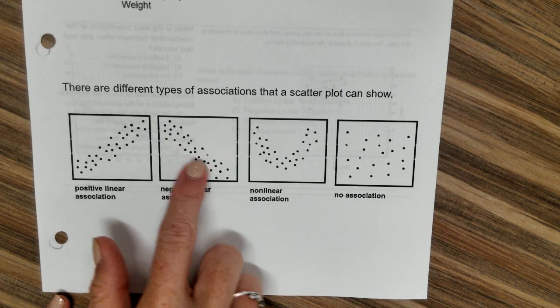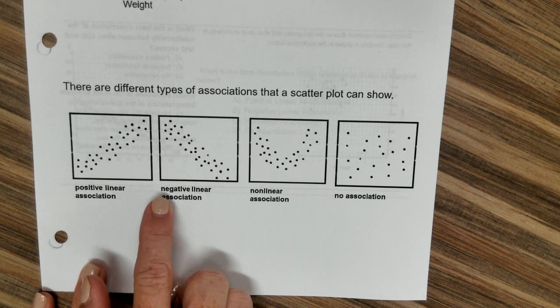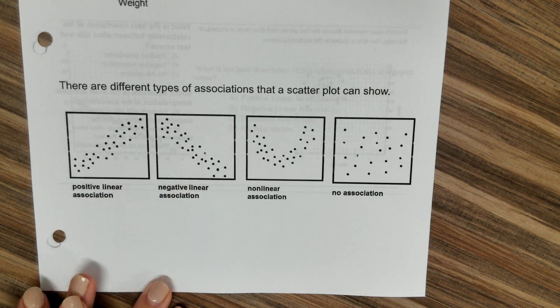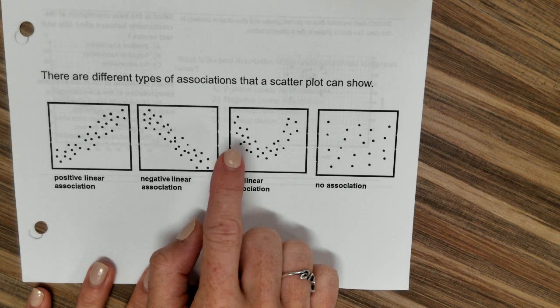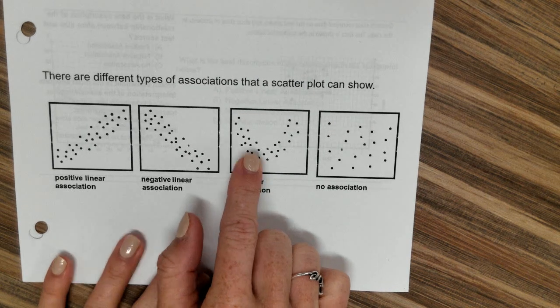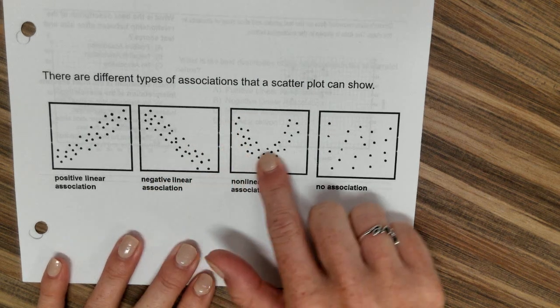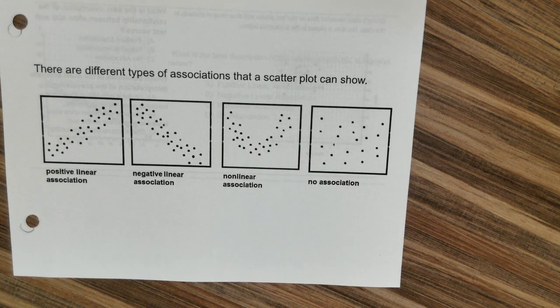Okay, what is this one going to be called if it's going down? Negative. Is it moving in a straight line? Yes, so that's negative linear. This right here is a pattern. Does everybody see that the dots go down and then they hook back up? That is called non-linear, meaning there's a pattern, but it's not moving in a straight line.